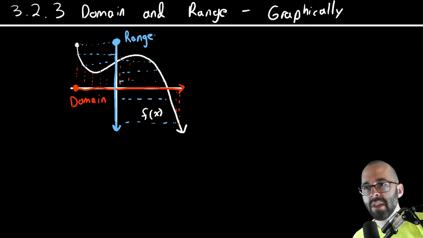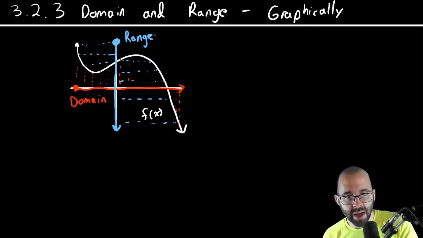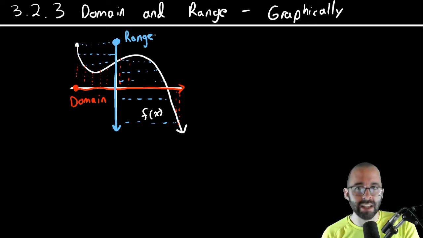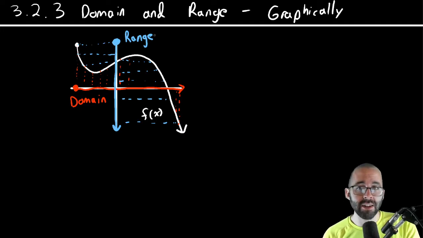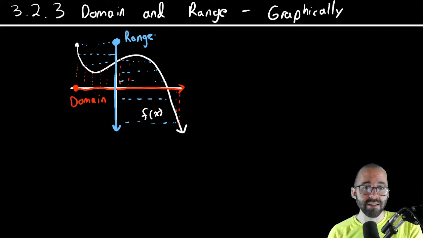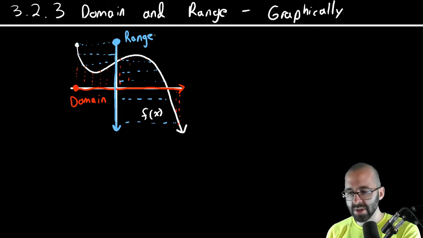This is one method of looking at domain and range graphically. Just drag things. Domain is inputs, x's. Drag it to the x-axis and look at what x values we have. Range is the y values, the outputs. Drag everything to the y-axis and you can see our range there. Let's use this in a couple of examples here.